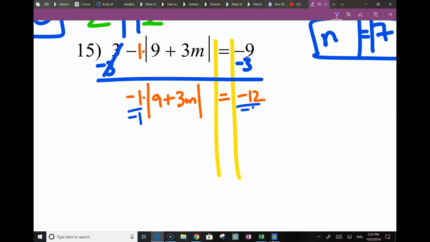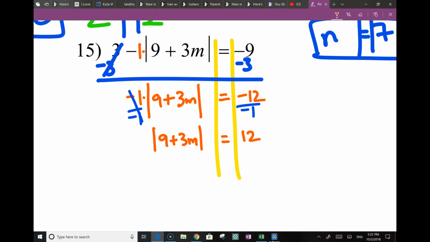So here we go, divide by -1. On the left side, we still get the absolute value of 9 plus 3m. But on the right side, look at this. The -12 divided by -1 makes a 12, positive 12. And because it changed to positive, we are still in business. We can continue solving this, which is why it was good that I waited instead of jumping right into saying no solution.